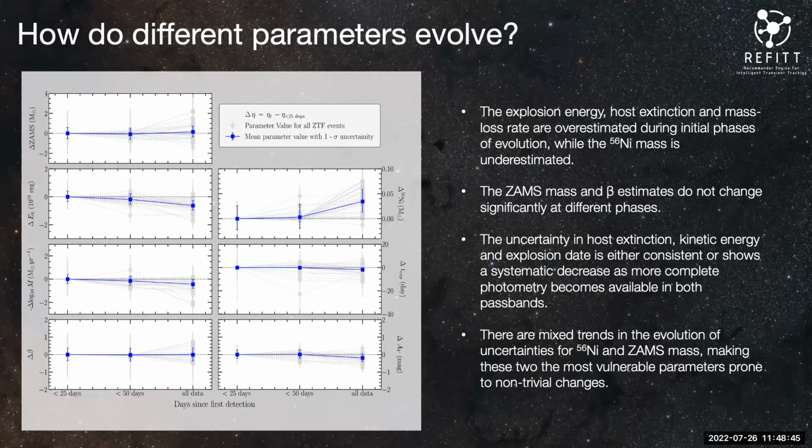So we found that there is no value in doing every 10-day inferences, so we just made it every 25 days so that we can have a general trend of how the models are evolving as the data comes in. What we found is that initially some parameters are underestimated while some parameters are overestimated. For example, nickel mass is initially underestimated, and as it evolves, it's overestimated. And this is for all the 45 events that we have, averaged over all 45 events.